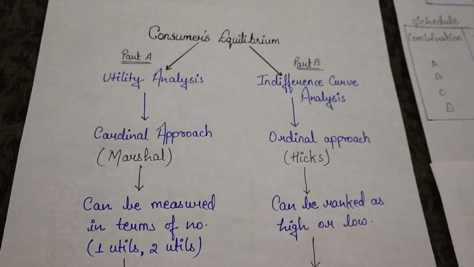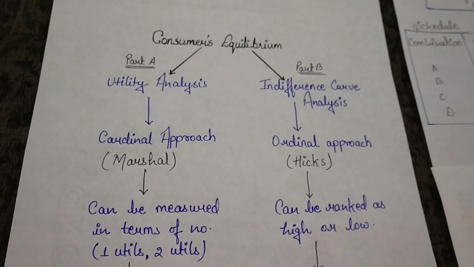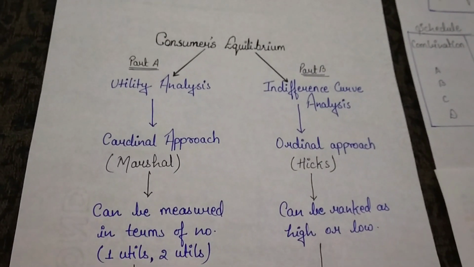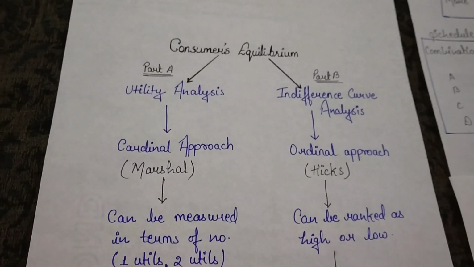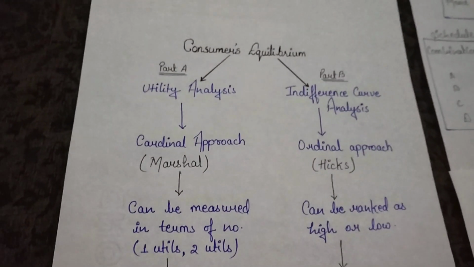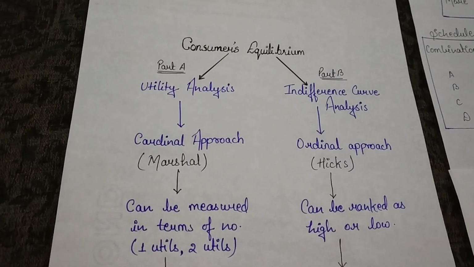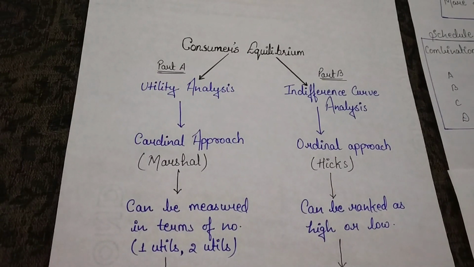Hey guys, as you all know, consumer equilibrium refers to a situation in which a consumer gets maximum satisfaction from the purchase of a commodity with given income. So here there are two ways to find out consumer equilibrium. First one is utility analysis and second is indifference curve analysis.